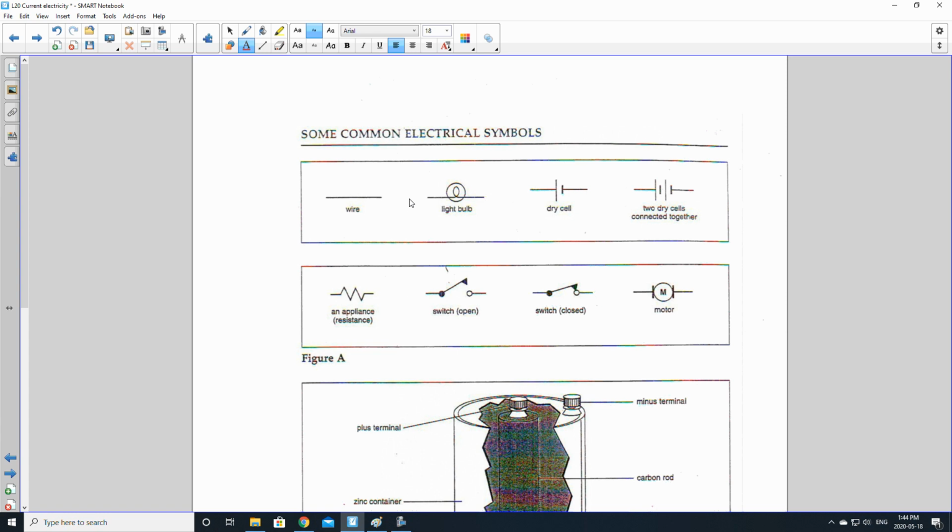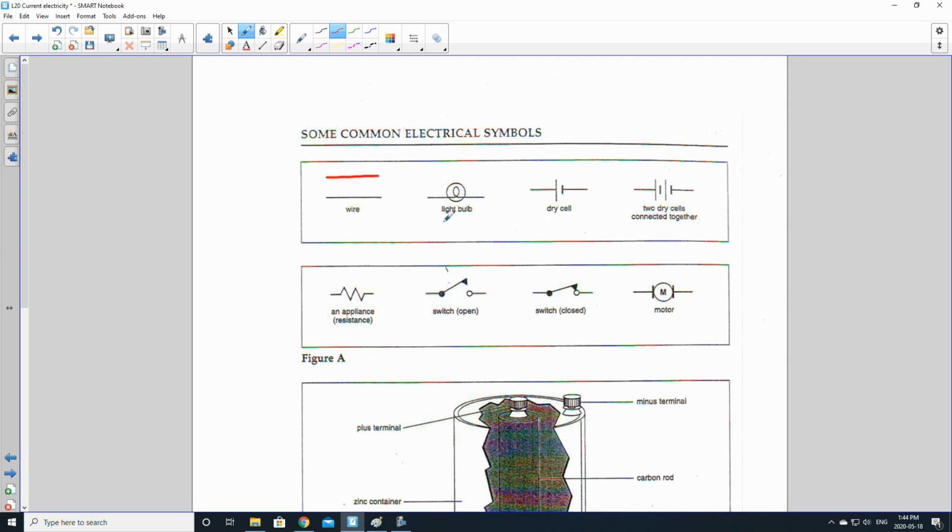Okay, so here are some common electrical symbols. These are important. We're going to be learning about these, and you are also going to have to memorize them, or actually, maybe you don't need to memorize them right now. As you're doing your assignment online, you can have this available. For example, if we have a wire, you just draw it like this.